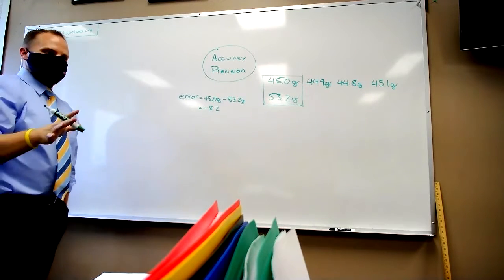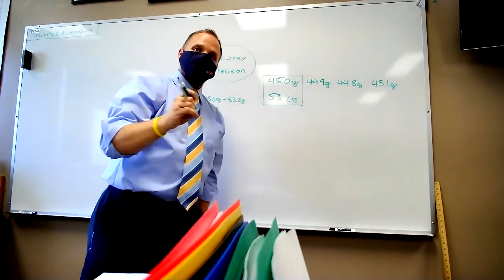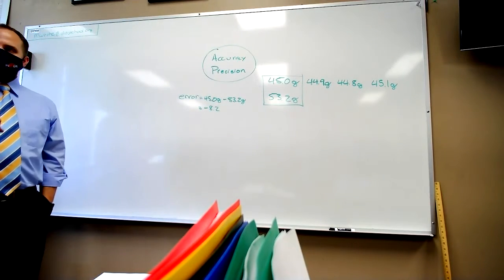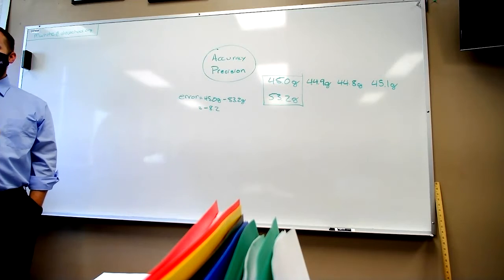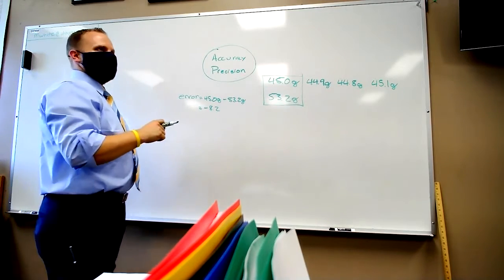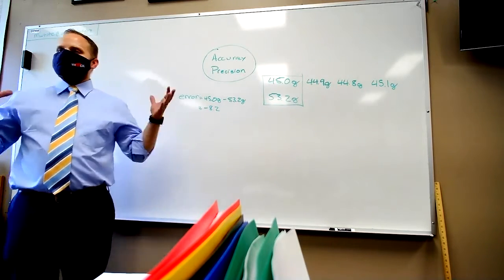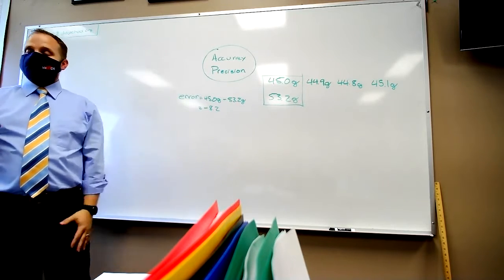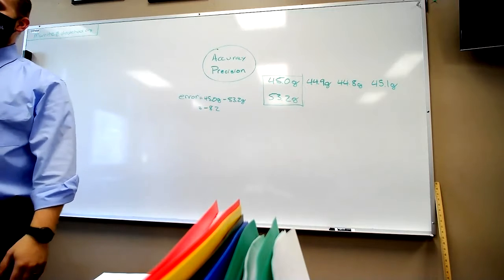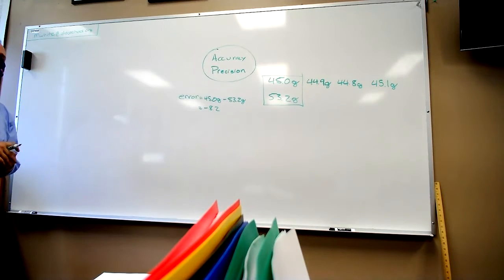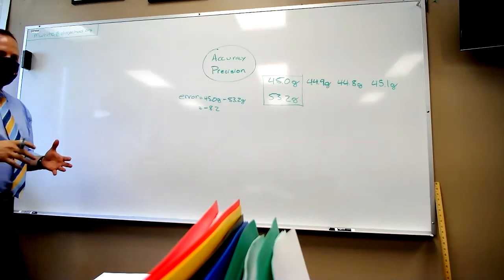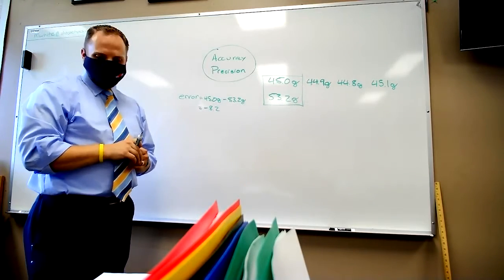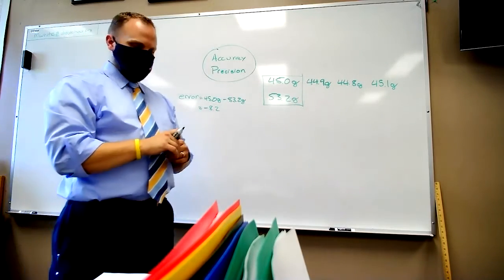Now here's the thing. Sometimes being 8.2 grams off the accepted value is a great measurement. If we were trying to measure the mass of this building, to get the mass of this building within 8 grams, that's pretty good. So we need to have some sort of idea of how much this error is affecting our measurement. And that's where the percent error comes in.